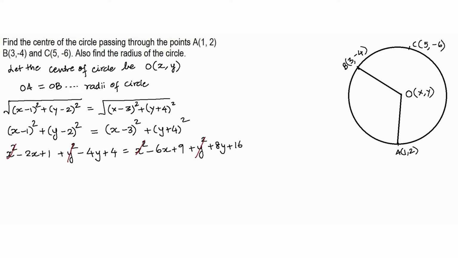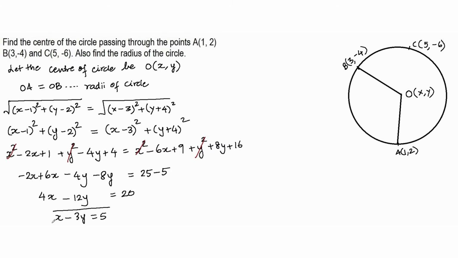Now I can shift the negative 6x to this side and I get negative 2x plus 6x. Negative 4y, I can shift the 8y to this side, it becomes negative 8y, is equal to 9 plus 16 is 25, and 1 plus 4 is 5, so I get 25 minus 5. Therefore 4x minus 12y is equal to 20. Dividing throughout by 4, I get x minus 3y is equal to 5. This is the first equation.